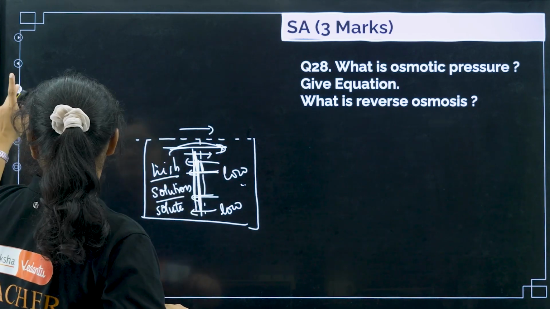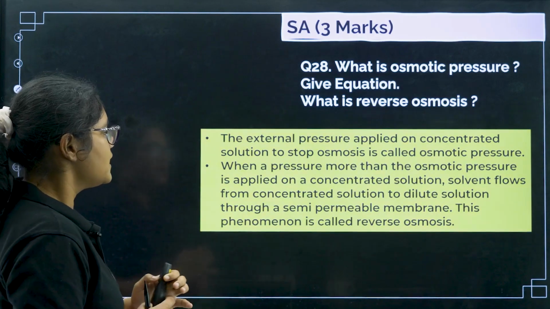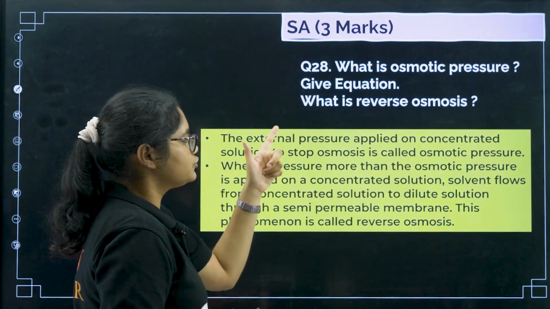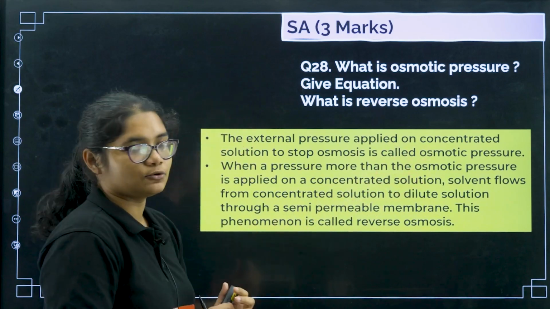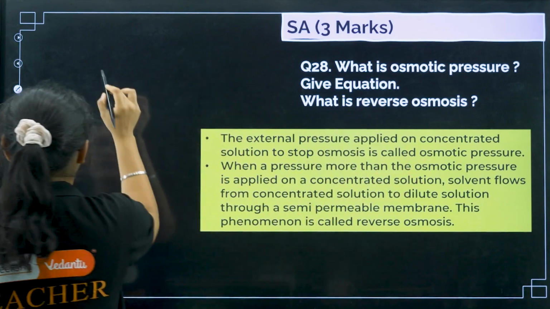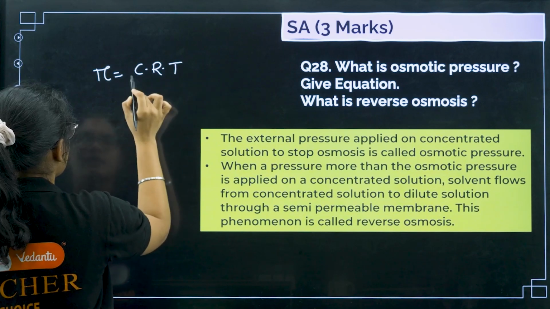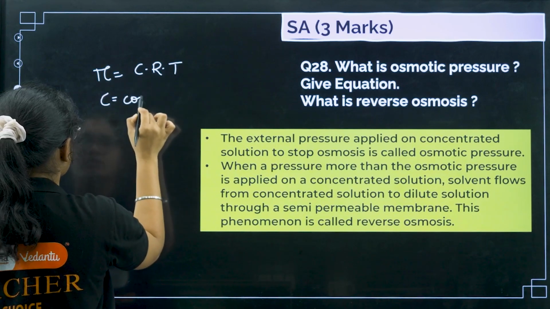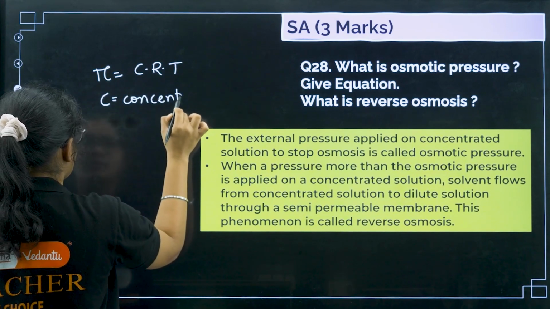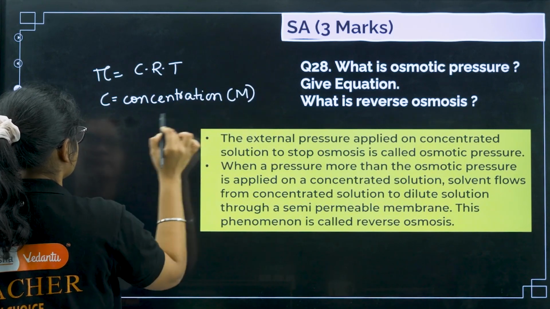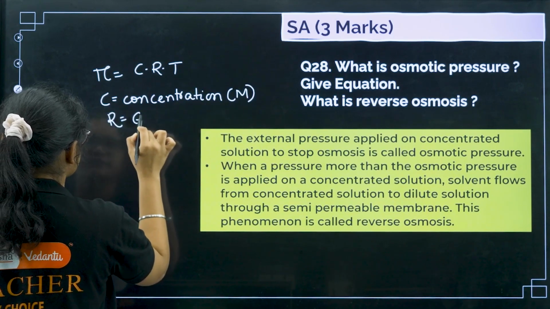Now we will see the definition here. The external pressure applied on the concentrated solution to stop osmosis is called osmotic pressure. What is its mathematical equation? It is π = C R T, where C is the concentration, given in terms of molarity, and R is the gas constant.